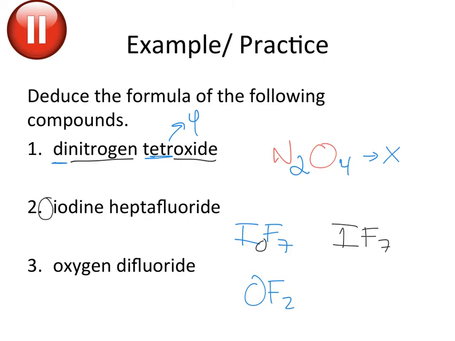Oxygen difluoride, similar situation. We have oxygen, which is O, fluorine, which is F. We know that there are 2 fluorines because it's difluoride, but because there is no prefix on the first one, we know that's going to be 1, so we just write OF2.